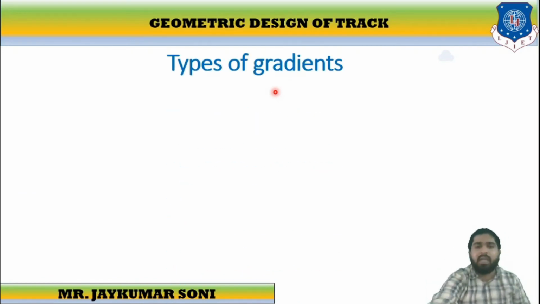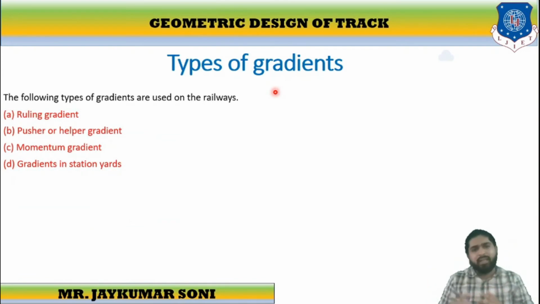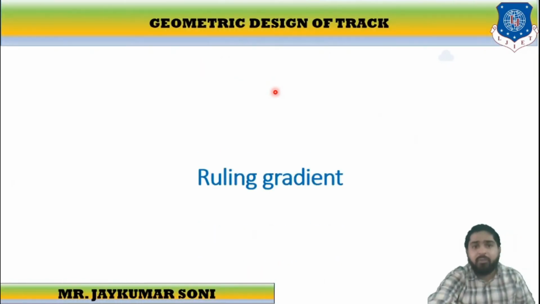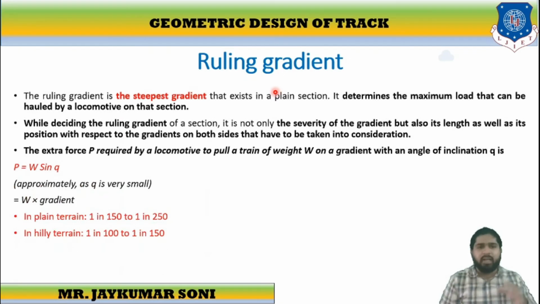Let us discuss the types of gradients: ruling gradient, pusher or helper gradient, momentum gradient, and gradient at station yards. First is the ruling gradient. We have learned that ruling gradient is the steepest gradient and it determines the maximum load that can be hauled by the locomotive on the section.